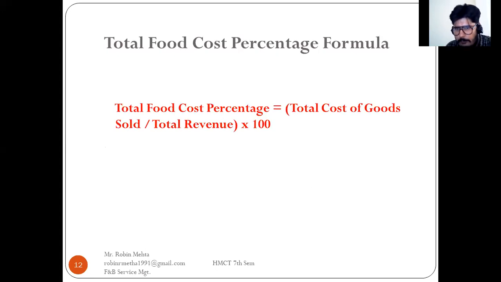So the total food cost percentage formula is there. Total food cost percentage is equal to total cost of goods sold divided by total revenue, multiplied by 100. Whatever total cost of goods sold you have, you divide by the total revenue and multiply by 100, then you get the total food cost percentage in your hands.